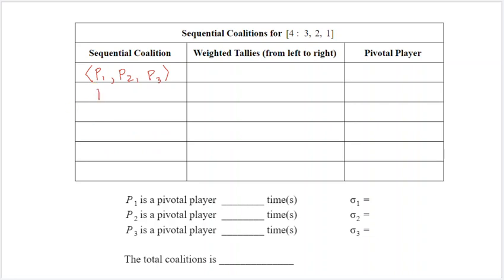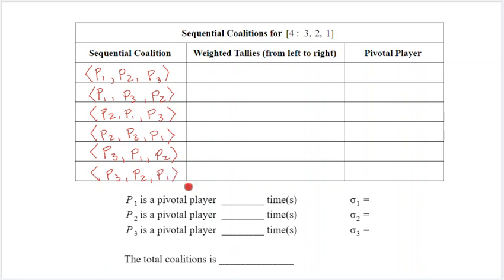You could have player 1, then player 3, then player 2. That is a different order. You could have player 2, player 1, player 3. You could have player 2, player 3, player 1. You could have 3, 1, 2. And lastly, 3, 2, 1. Those are all of the possible sequential coalitions for 3 players.